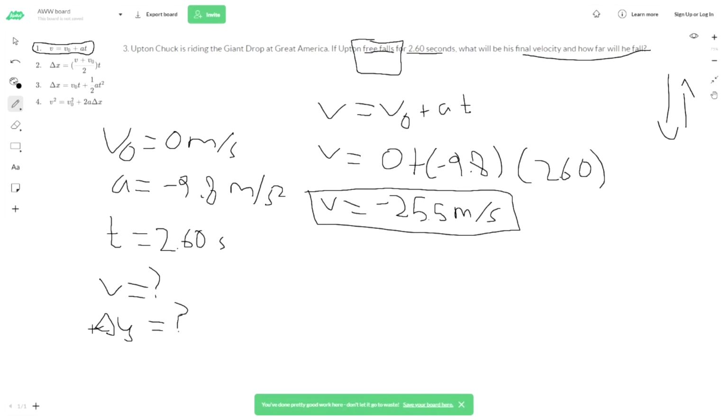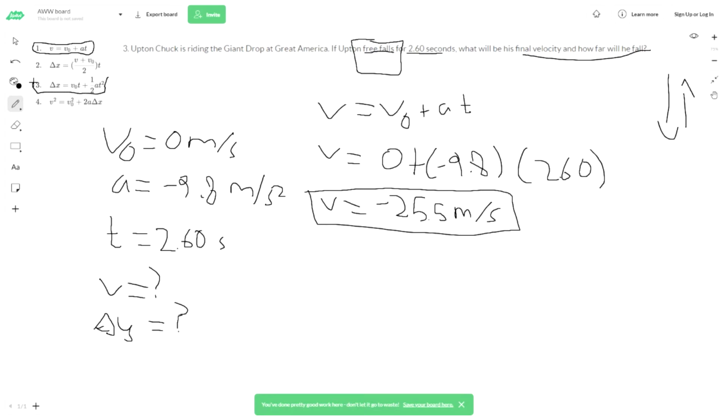Now we can solve for how far he will fall, or the distance that he falls. Let's go ahead and use our same variables that we're given in the problem, just in case we get this one wrong, which we didn't. But if this were on a test, if we got the final velocity wrong, we could still get the change in distance that he fell correct by using the given numbers.